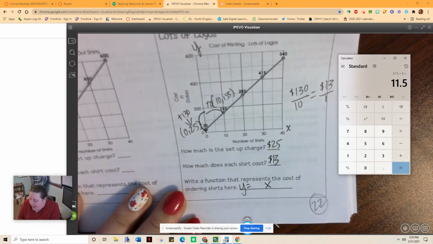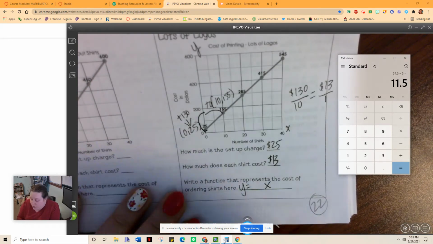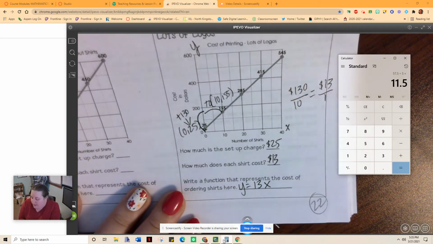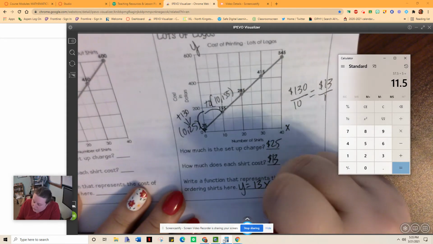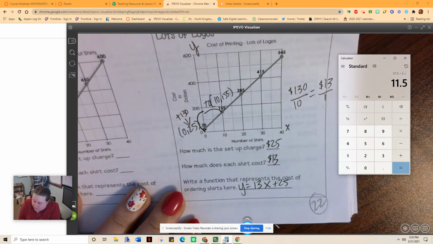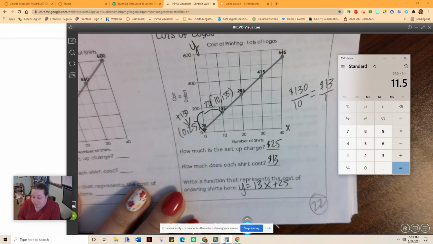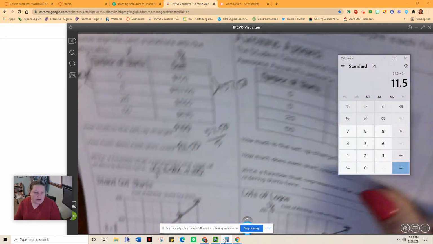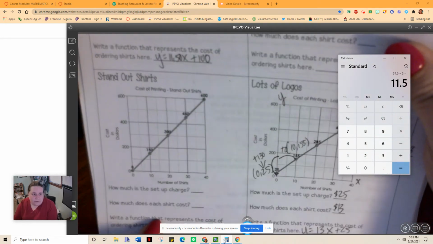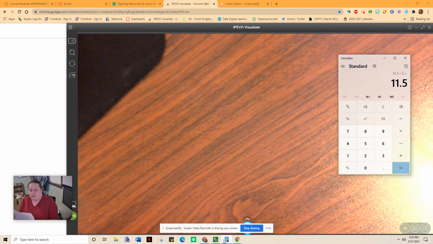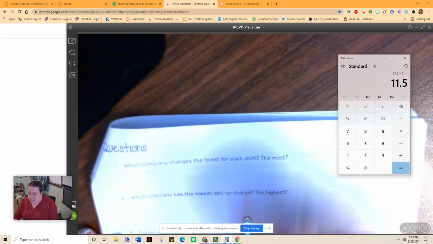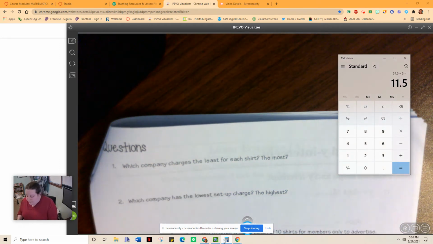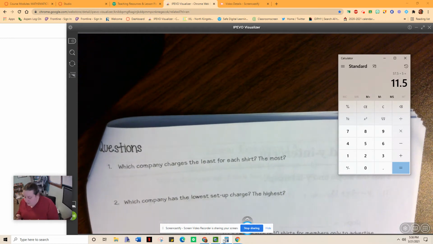So y equals blank x and then y-intercept. So the slope is the rate that you're paying for the shirt. So $13 a shirt plus $25 for the original cost. Okay. So you're going to finish Awesome Apparel right here and Standout Shirts. And then you're going to flip over and use all of this information to answer these questions, which we can't really get started on right now just because you have to finish the other two.